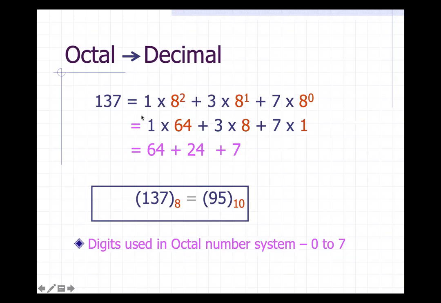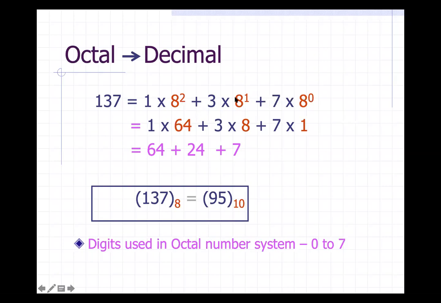This is very simple. Octal to decimal. All are multiplied by 8: this 1 into 8, 3 into 8, and 7 into 8. Now we start the base from right to left.